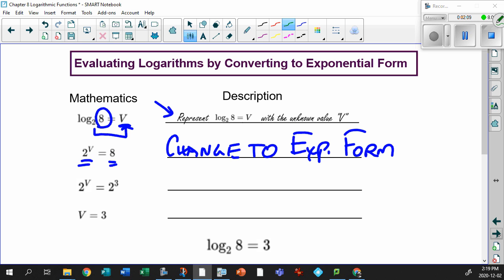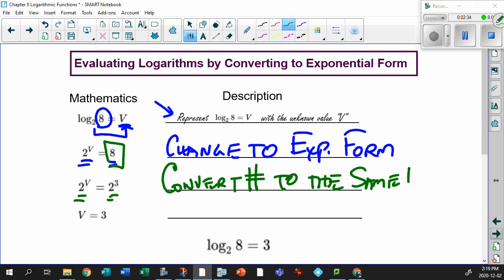But watch this now. This is really cool. You see the 8? Can't you write 8 as a base of 2? So what you're going to try to do is get the same base. So convert the number to the same base.